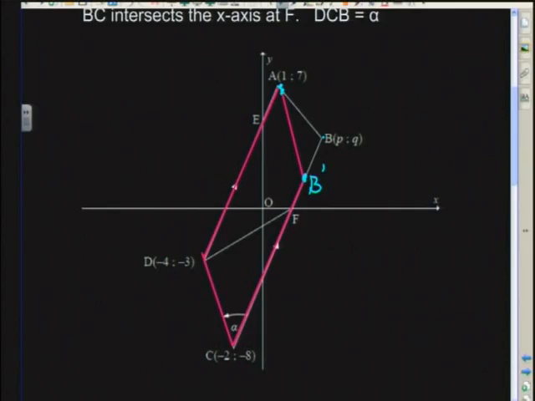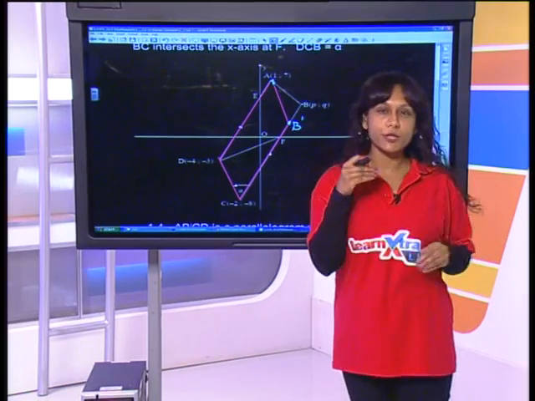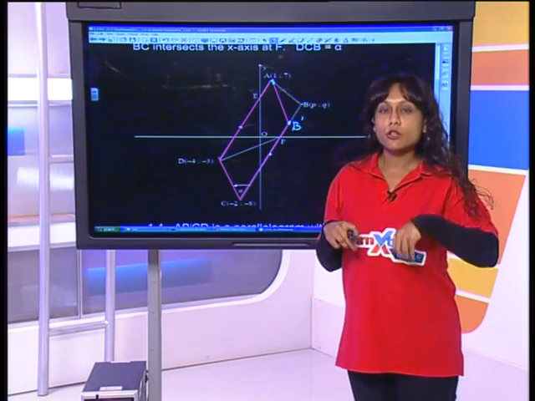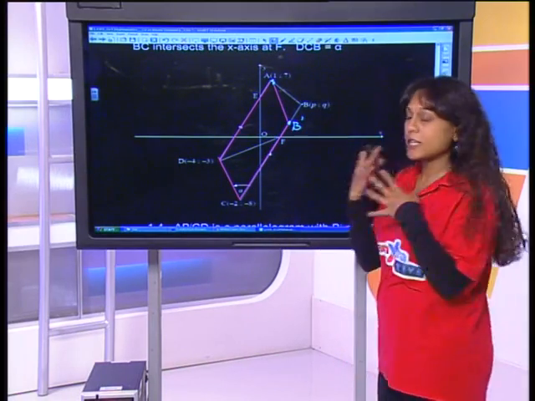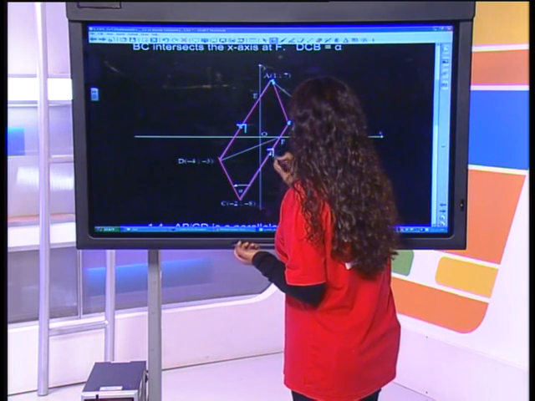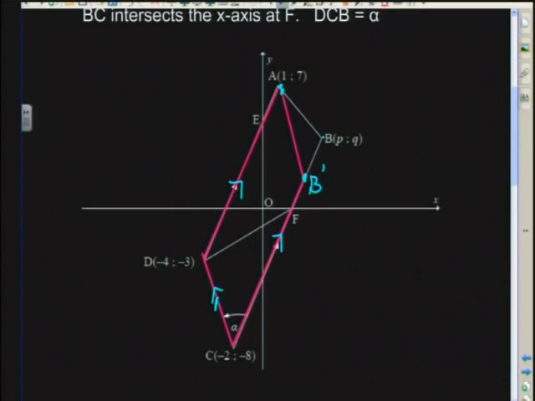We obviously can't use the coordinates of A to work it out because we don't know what the value at B prime is. So we've got to look at, remember, it's a parallelogram. So in a parallelogram, all four sides are parallel, opposite sides are parallel to each other.